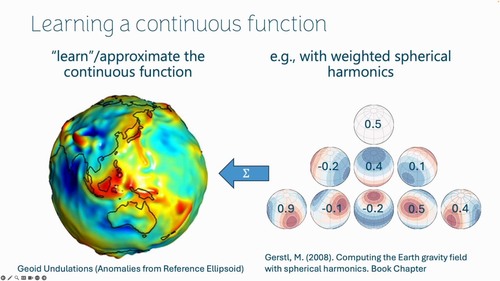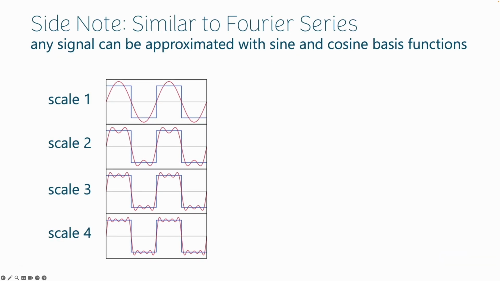But obviously, the more harmonics you have, the higher resolution you have at the end, and the fewer, the more coarse that image becomes here on the left. And this may sound familiar, this idea of having base functions with coefficients and approximating other signals. And that is because it's basically the same principle behind Fourier series.